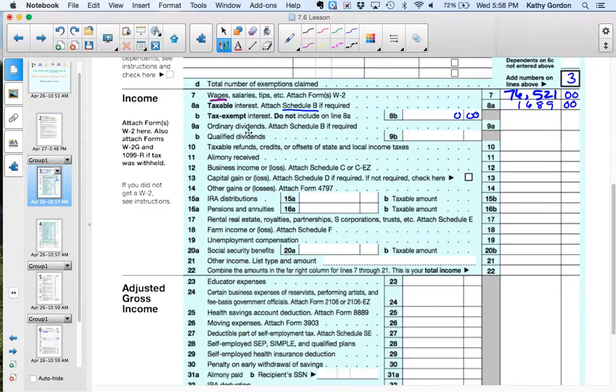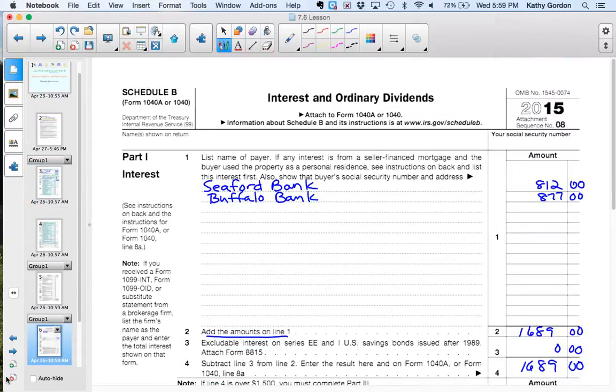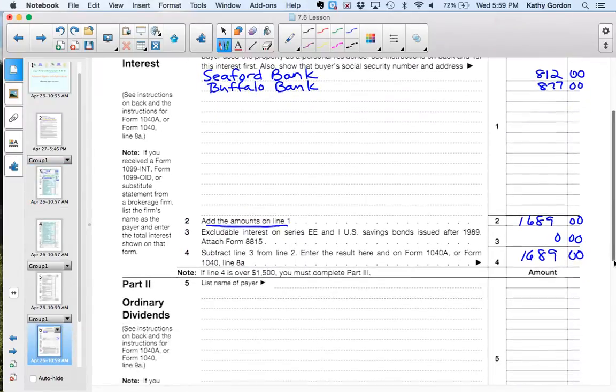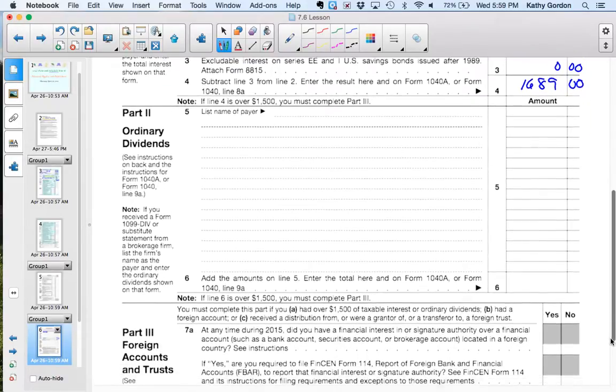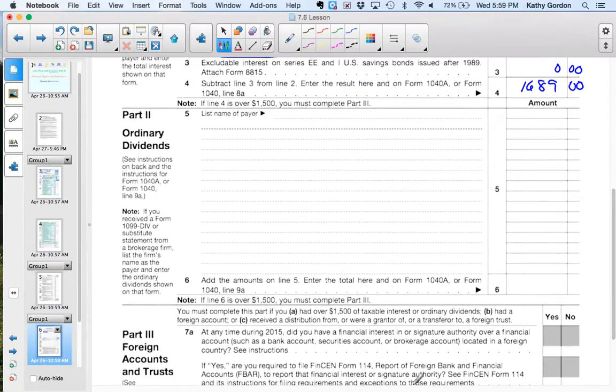9A is asking for ordinary dividends, and again, Schedule B is referenced, so we'll go back and do the dividends part. Dividends are part 2. Okay, and so the same thing, we're going to list the payer, so list the companies that you're getting dividends from. So we had GM, where we earned $444, and we had Kodak, where we earned $1,200.